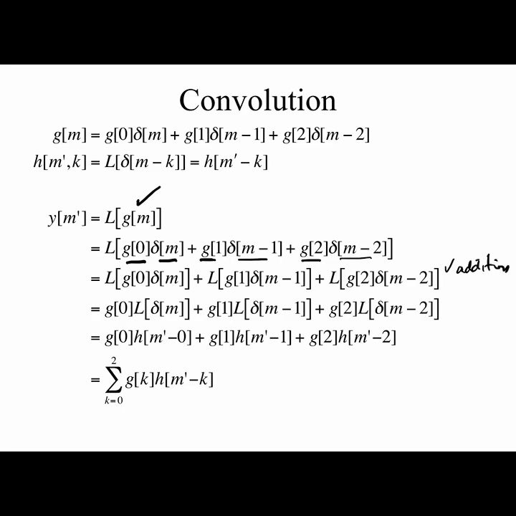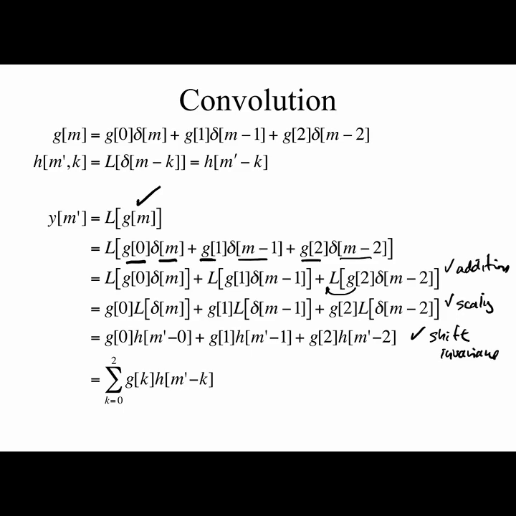The next step is we apply addition, and that lets us write it as the sum of outputs. The next thing we do is apply scaling, and that allows us to factor out the scaling term. And then the next thing we do is apply shift invariance.